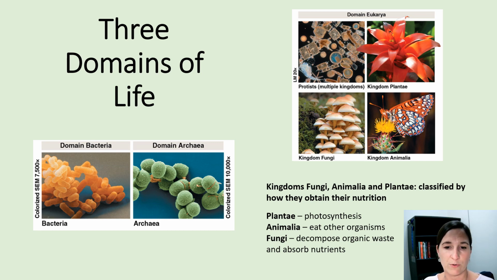Fungi decompose organic waste, and they absorb these nutrients directly into their cells. So they don't eat food, they don't photosynthesize, they break down organic waste, and they absorb these nutrients into their cells. Kingdom Animalia, that is the kingdom that we belong to. We are animals. You can see this butterfly nectaring on a flower. Organisms in Kingdom Animalia eat other organisms. That's how we obtain our nutrition. So we either eat plants, we eat fungi, or we eat other animals, and that is how we obtain our nutrients.